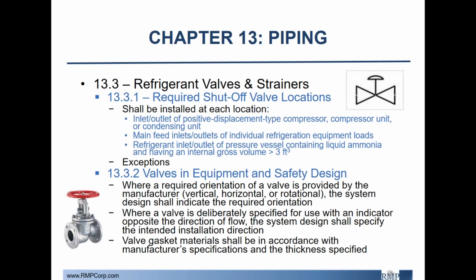Package systems that incorporate subsystem isolation valves shall also not require more than one shutoff valve on each ammonia-containing pipe connecting any two parts of the system. The next section covers valves and equipment and safety design. Where a required orientation of a valve is provided by the manufacturer, the system shall indicate the required orientation. These can include vertical, horizontal, or rotational orientations. Where a valve is deliberately specified for use with an indicator opposite the direction of flow, the system shall specify the intended installation direction. And valve gasket material shall be in accordance with the manufacturer's specifications.